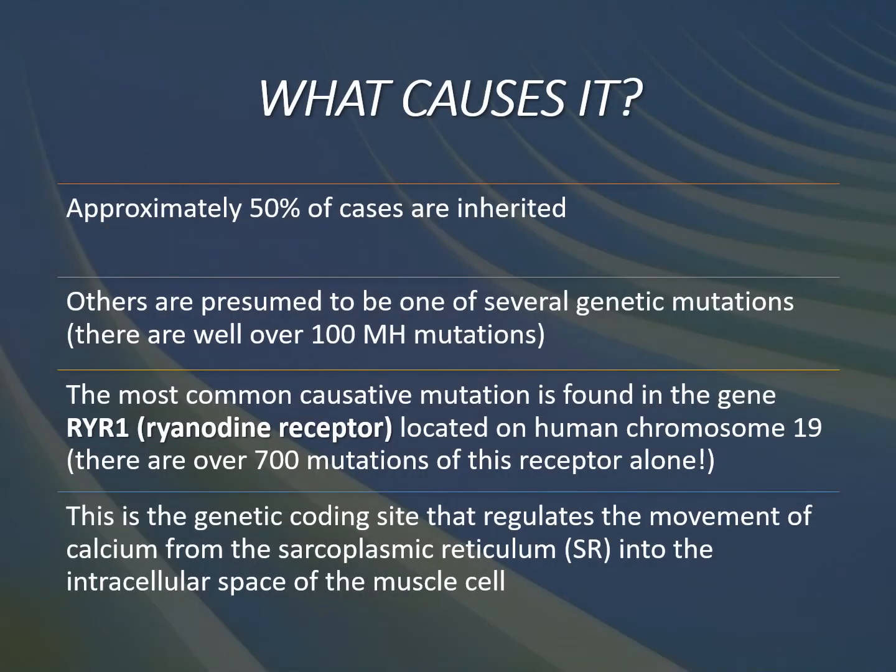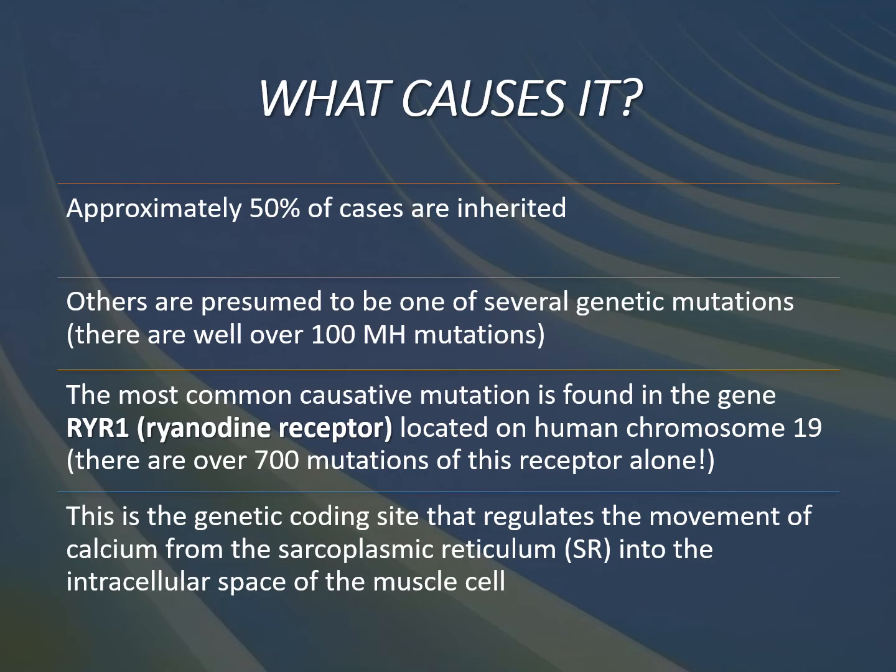All right, we're starting to get into the good stuff here. What causes MH? What makes an individual susceptible to malignant hyperthermia? Well, as I mentioned, 50% of the cases are inherited, so you're going to get it from your parents. But for those that didn't, it's presumed to be the result of a spontaneous or random genetic mutation. Now, isn't that terrifying? So we could be mutating as we speak.